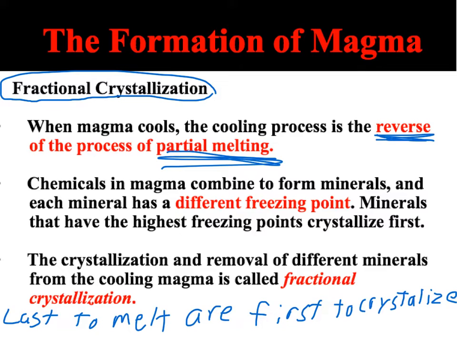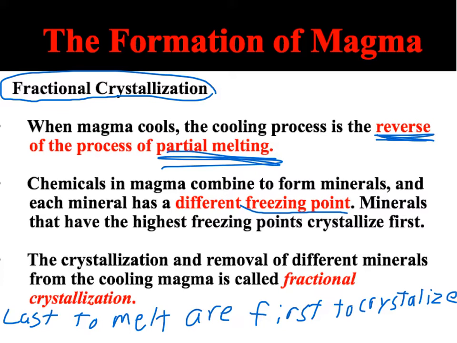So last to melt, first to crystallize, or first to melt, last to crystallize. It's the same thing. And really, when we're looking at fractional crystallization, instead of looking at the melting point, we are looking at the crystallization point, which we call freezing point. I know it's tough to think of something freezing at 1,000 degrees Celsius, right? Water freezes at 0 Celsius. So something freezing at 1,000 degrees seems ridiculous. But that's what rocks do. That's why we kind of call it crystallization. It makes a little more sense to us than freezing. We associate freezing with cold.